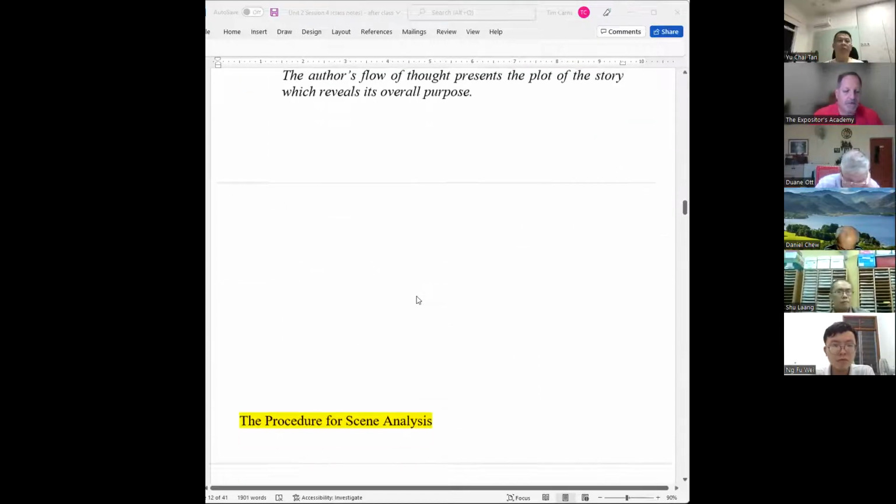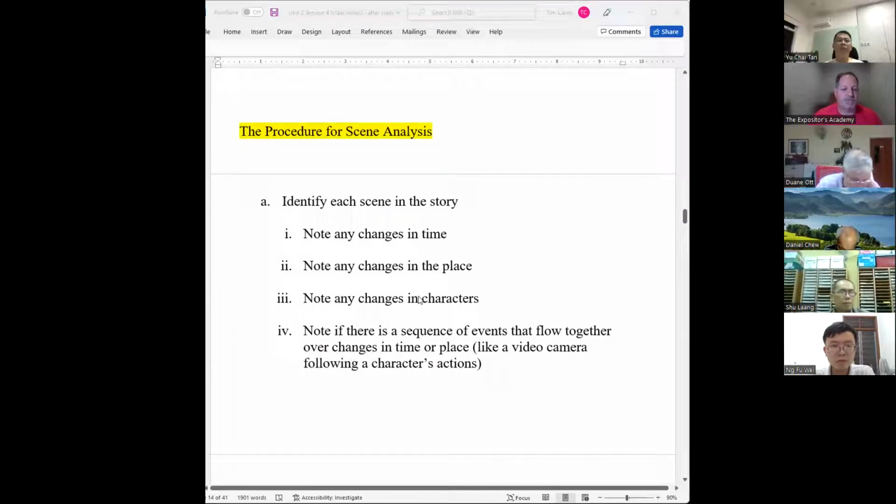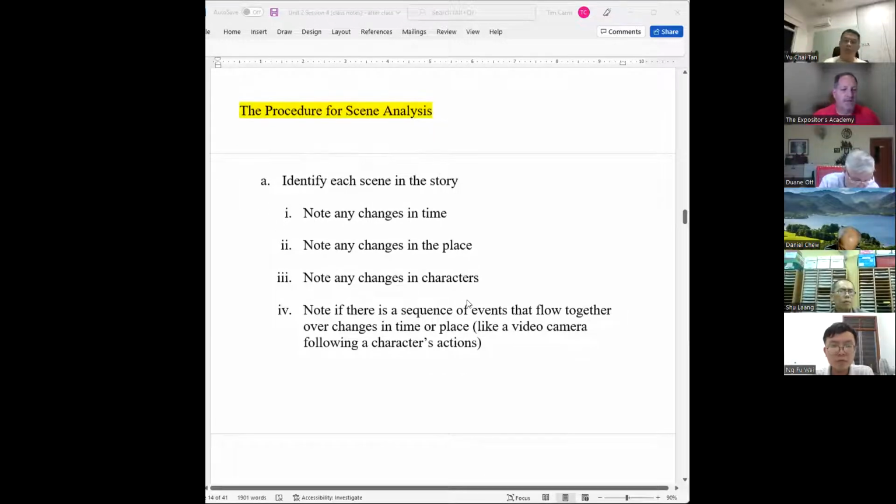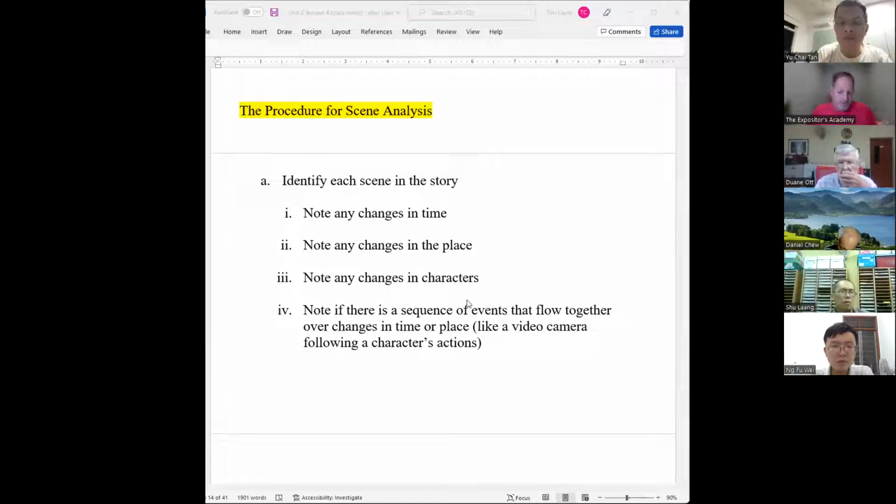All right, and that then took us to the procedure for scene analysis. So this is now, how do we approach looking at each scene in the story? Well, the first thing we need to do is identify each scene in the story. That is, look for, is there a change in time or a change in place or potentially a change in characters? Those all would indicate a shift or a change in scene.